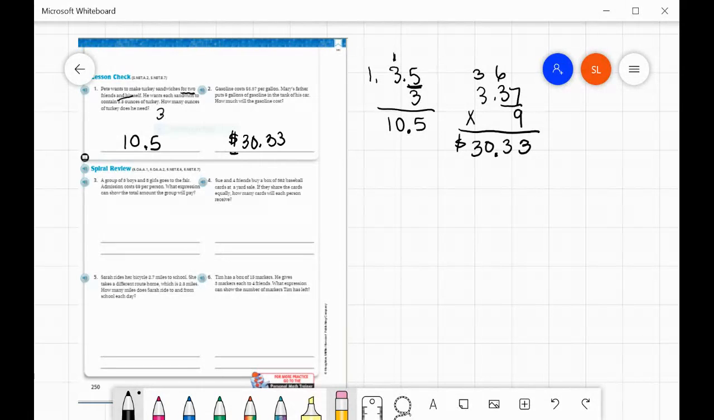Now we're going to do some spiral review. This will review things that you may have learned in 2nd grade, 3rd grade, 4th grade, or the beginning of 5th grade. So these are things you should know, and if you don't remember, you need to pay special attention to make sure that you understand what we're doing. So a group of 5 boys and 8 girls goes to the fair. Admission costs $9 per person. What expression can show the total amount the group will pay?